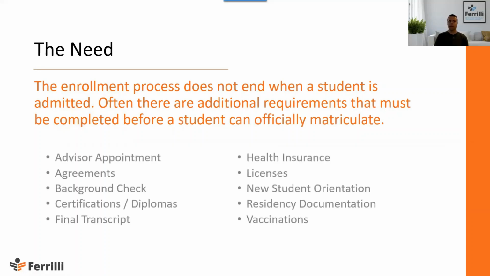Some of those items could include things that are on this list, things like advisor appointments or agreements of various types, background checks, certifications, final high school transcripts, licenses, even things like new student orientation, residency documentation, etc. All of those things are fairly typical items that might be required after a student is admitted, but before they actually start attending. Certainly there are more items that could be included on this list, but this is just to give you an idea of some of the things that could be a part of this process.